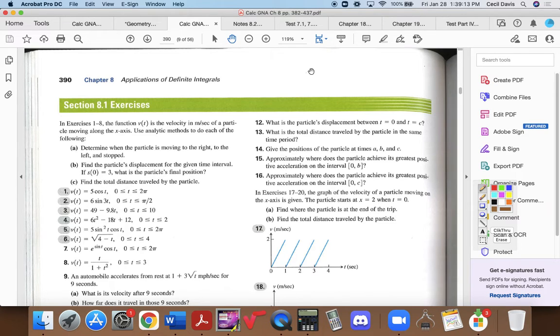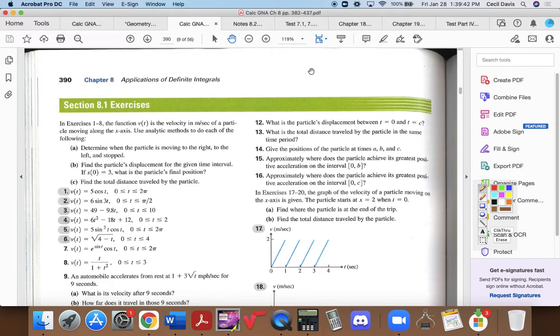12 is negative 23 centimeters. 14 part A is 11. I guess it's not part A. The answer for A, or whatever that is, is 11. B is 16, and C is negative 8. 16, T is equal to C. Did y'all do 18? No. Okay, so that's all of the evens.